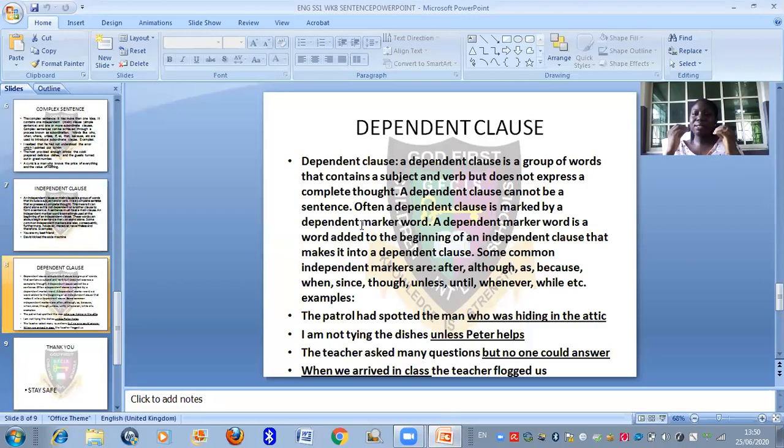When you hear dependent clauses, you will still be expecting more information. You will want the writer or the speaker to say something more before you can get a good knowledge of what he or she is talking about. So it cannot stand alone.